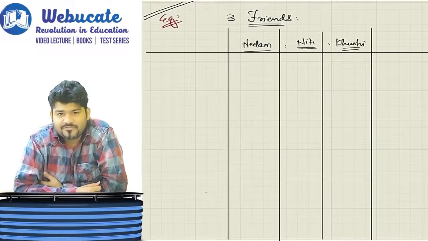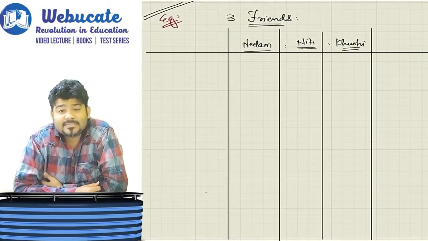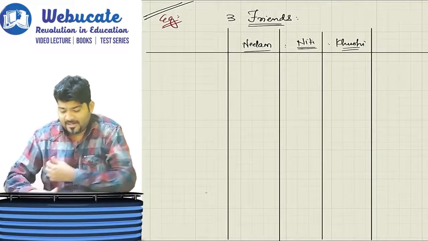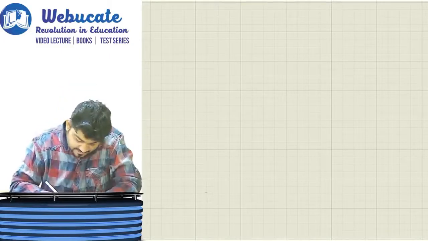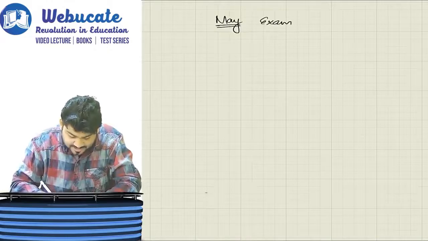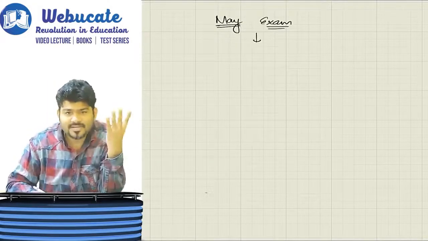So things are going really good for them. Now what has happened is they are now in CA final and their attempt is say in May 25. So Neelam, Niti and Khushi have their attempt in May 2025. Now if your attempt is in CA final May examination, you will start leave from when? Can I say you will get 4 months ka leave?